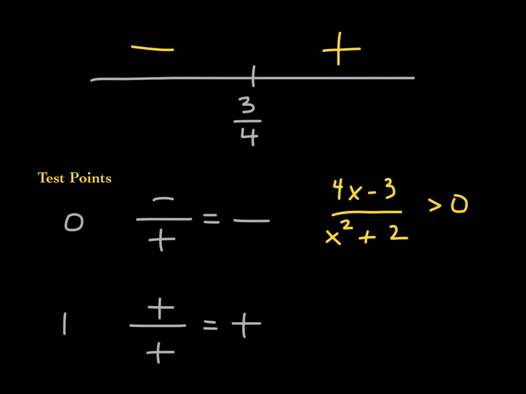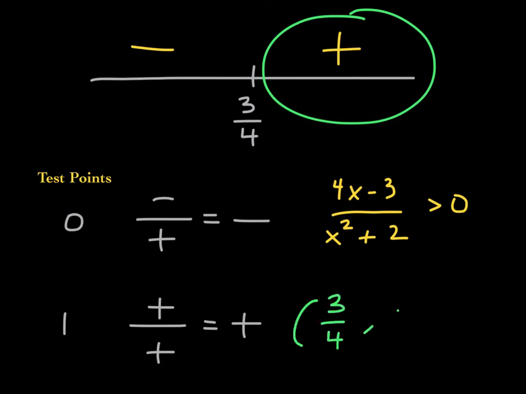Now, do you remember what we're looking for? We're looking for when is the graph positive. So now you can see it's positive in that interval. Now, because this is strict, I must put a parenthesis on this endpoint, 3/4. So the final answer is from 3/4 to infinity. This is the final solution set.